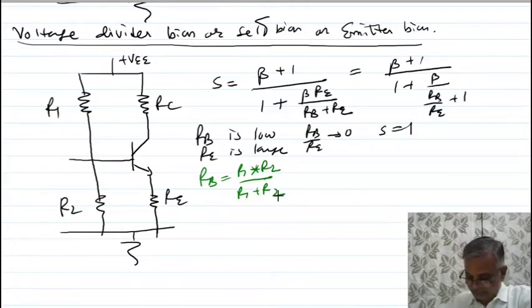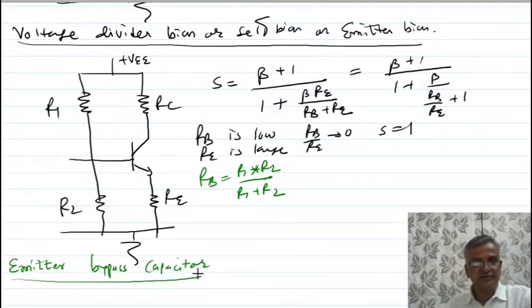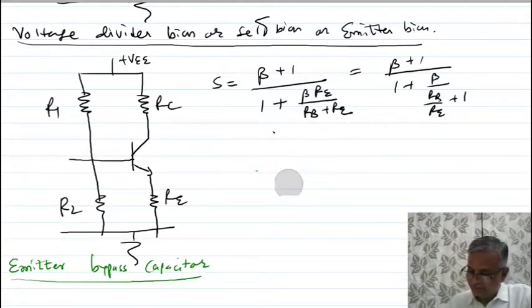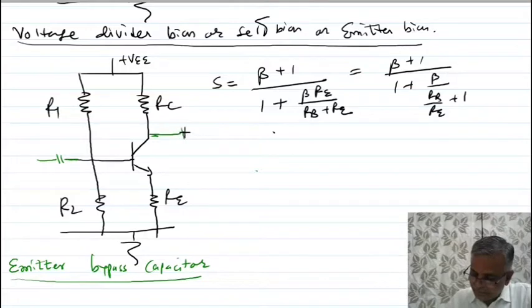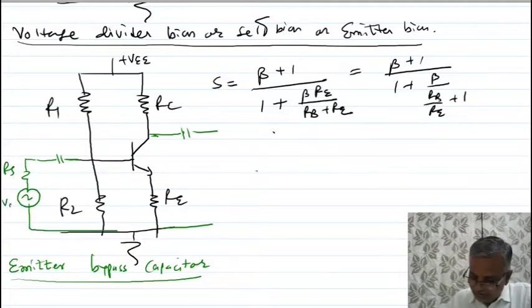Now I am discussing the emitter bypass capacitor. Suppose I am using this circuit as an amplifier. Here I have given the AC input signal. This is your AC input signal, say 20 millivolt. Here is a 20 millivolt AC signal.